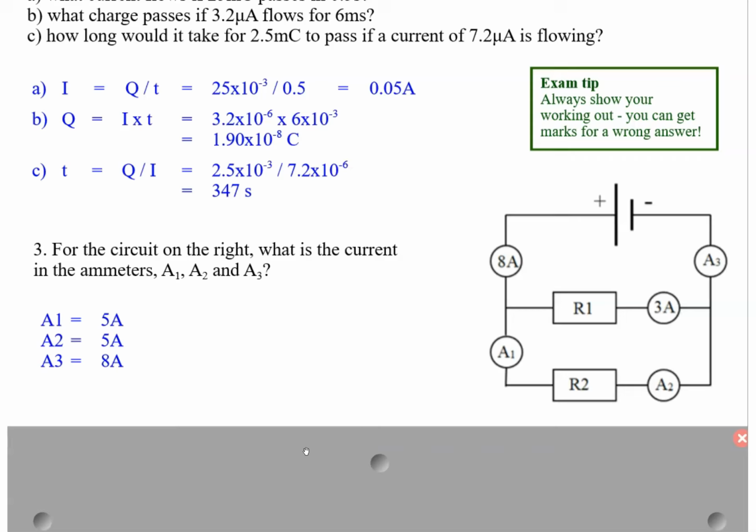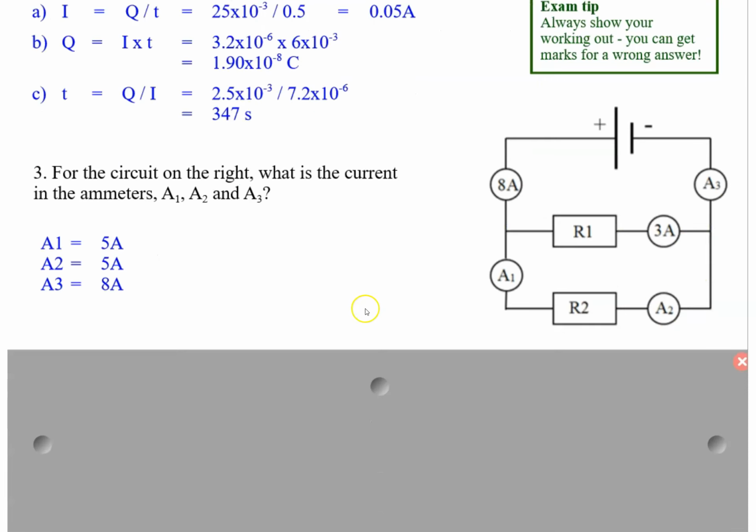Right, so we've got Kirchhoff's first law, we've got a parallel circuit. We can see here we've got 8 amps. So this is going to split. 3 amps goes along the top loop. So we must have 5 amps along the bottom loop. 5 plus 3 gives us 8. And A1 and A2 are both part of the same series section of the bottom loop. So A1 is equal to A2, those are both 5 amps. And then over here, the current will recombine, and 5 plus 3 will give us 8 amps.